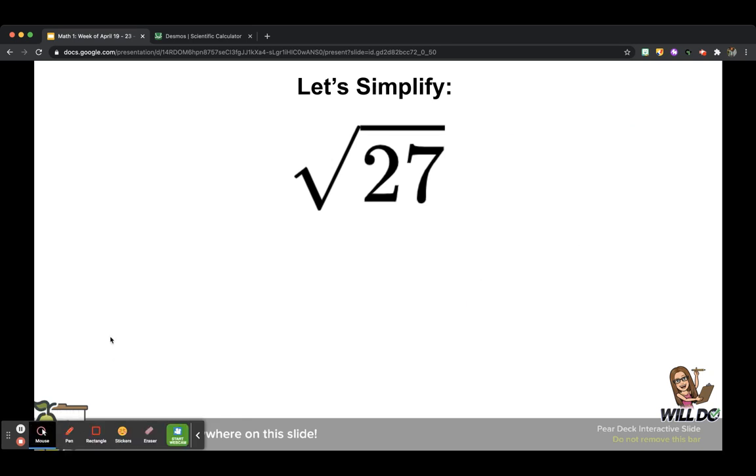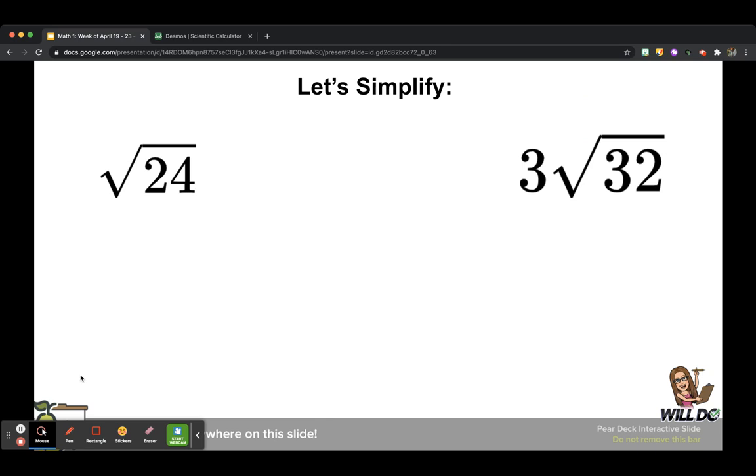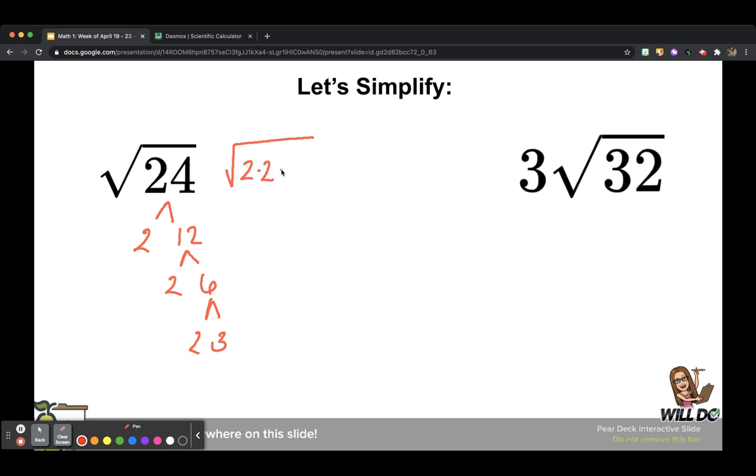Okay, I think you all got the hang of it now, but let's try some more. Okay, so let's take 24. Oh, that one factors down into 2, so it's 2 times 12, which factors down to 2 times 6, which factors down to 2 times 3. So underneath my radical sign, I'm going to have 2 times 2 times 2 times 3.